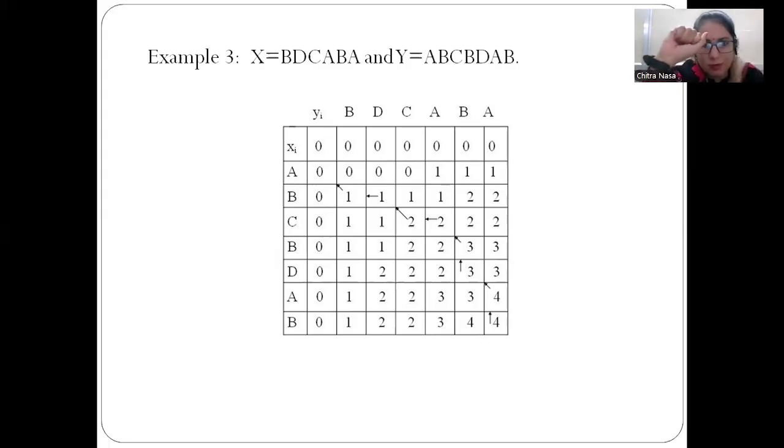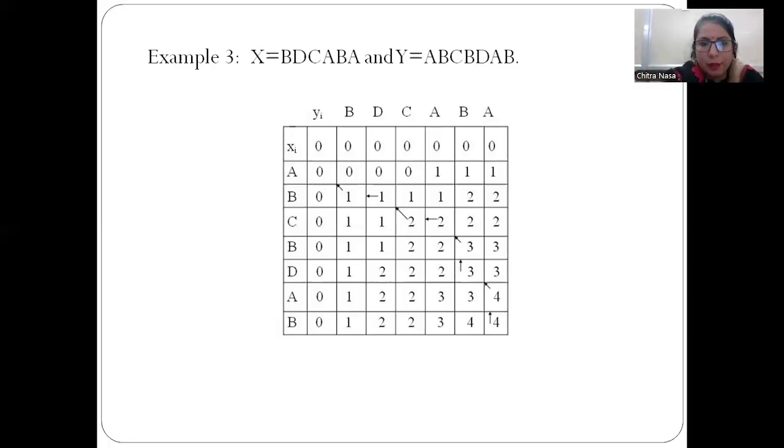Now let's trace the algorithm. First, we go for the first element of x, A, and the first element of y, B. Is A equal to B? No. If they are not equal, then check the row decremented and column decremented values. The upper cell is 0 and the left side is also 0. If both values are the same and neither is maximum, then we fill in 0. We can take either value, both are 0, but the priority is given to the row decremented, that is the upper arrow.